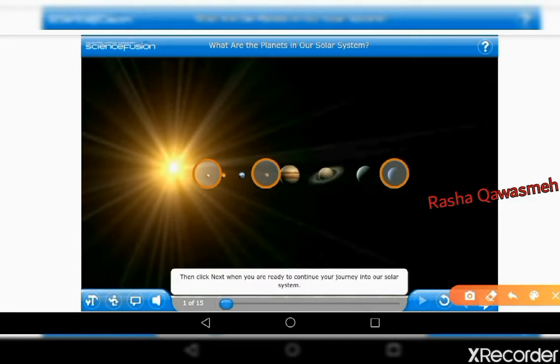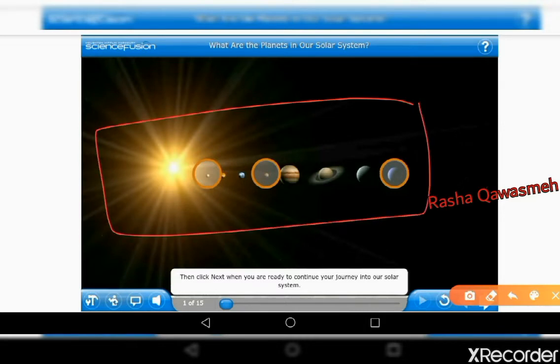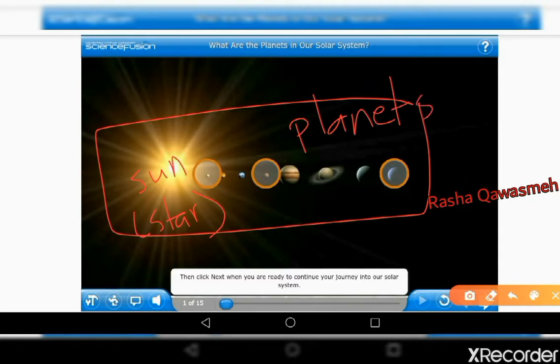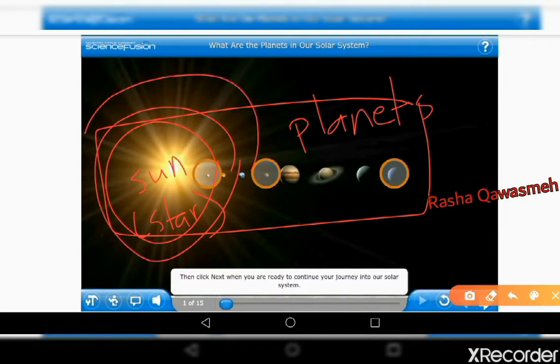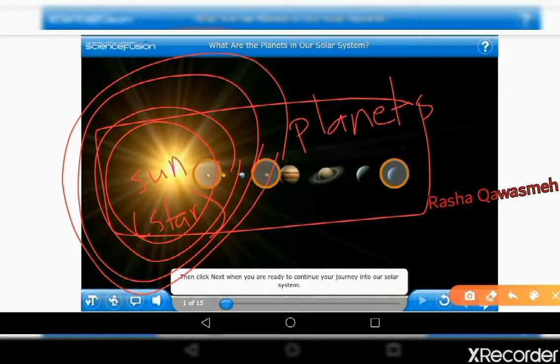So we're going on a journey in our solar system. This is called the solar system. The solar system mainly consists of the sun, which is a star, and planets that revolve around the sun. They move in orbits. Each planet has an orbit. How many planets do we have in our solar system? Yes, 8 planets.